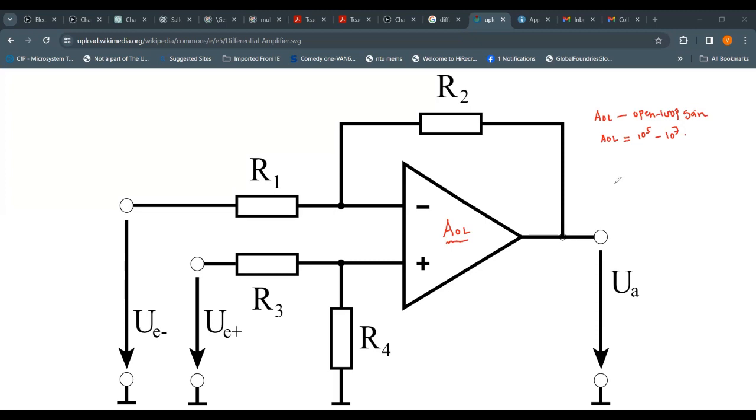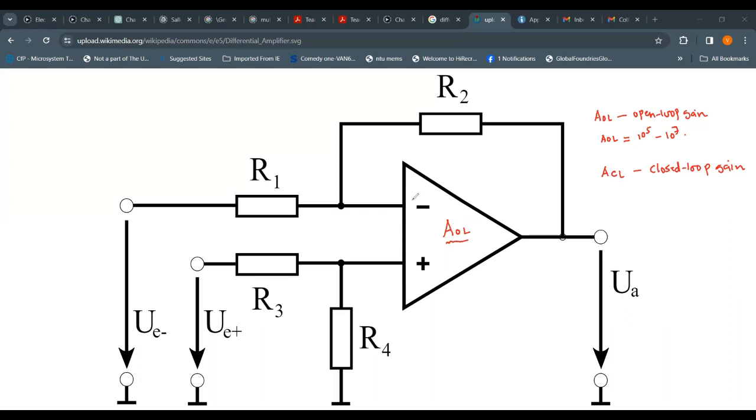And when you close the loop, that is when you use the negative feedback, then another gain is established in the circuit. That is called ACL, the closed loop gain. And we are going to see what that gain is.